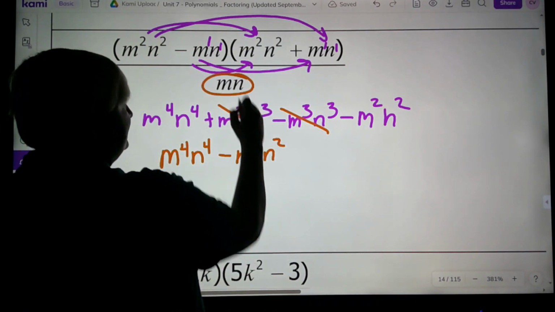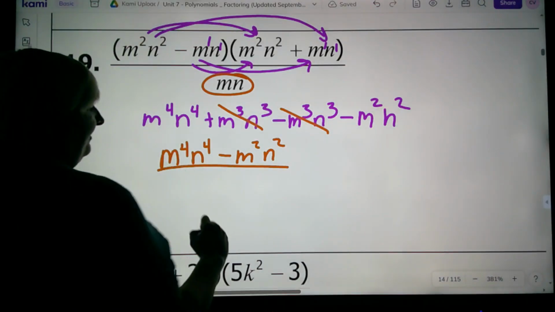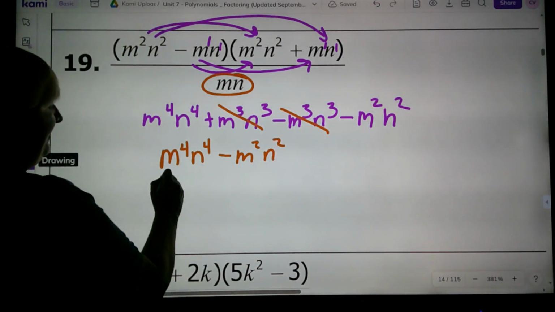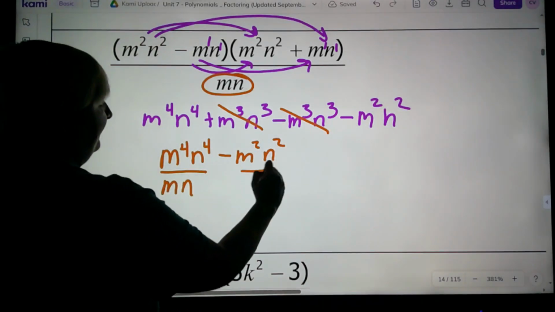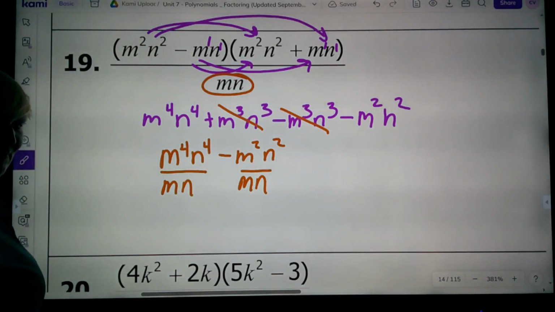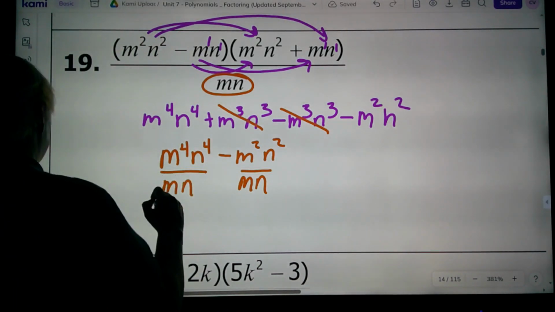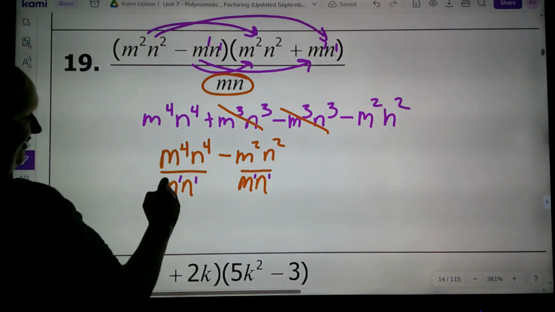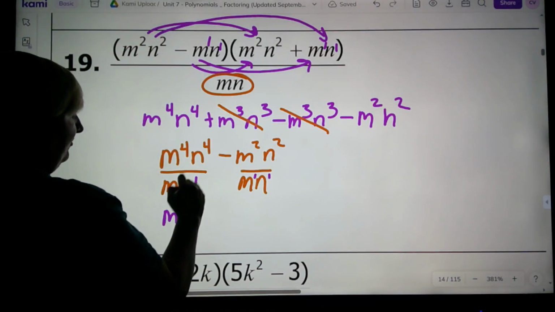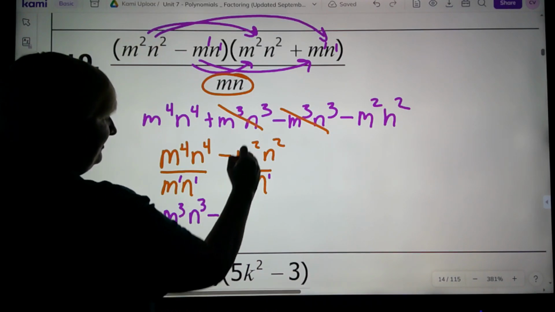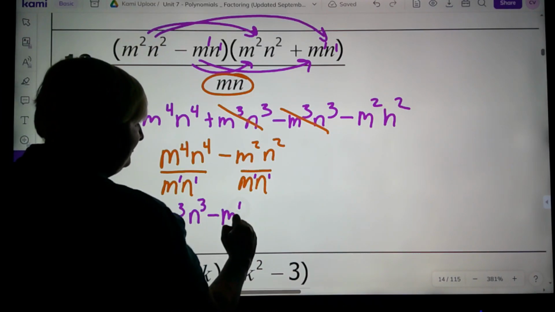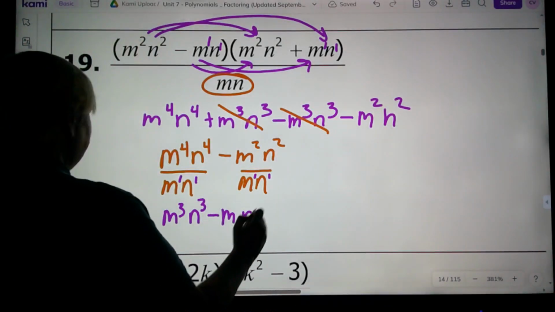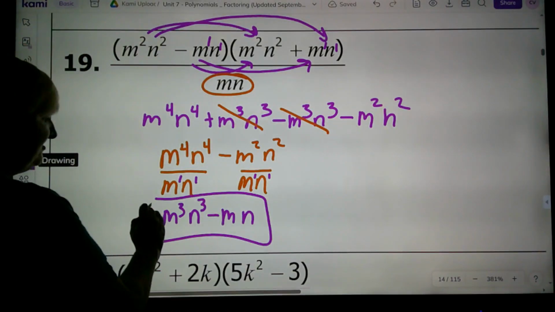And then don't forget this. We want to divide that. If it helps you, write them separately. Divided by mn, divided by mn. That way you'll remember to do both. Right? Invisible ones. So, 4 minus 1, m to the 3rd. 4 minus 1, n to the 3rd. Minus 2 minus 1, m to the 1st. 2 minus 1, n to the 1st, can't be combined because they're not like terms. That's it. That's your answer.